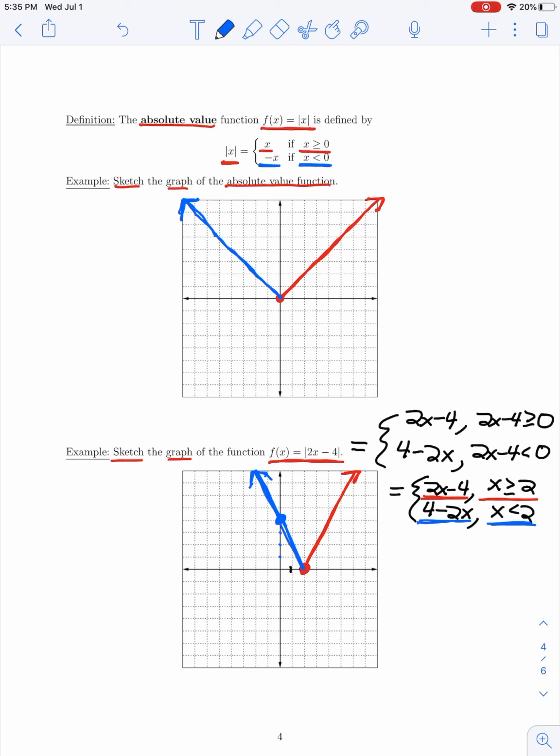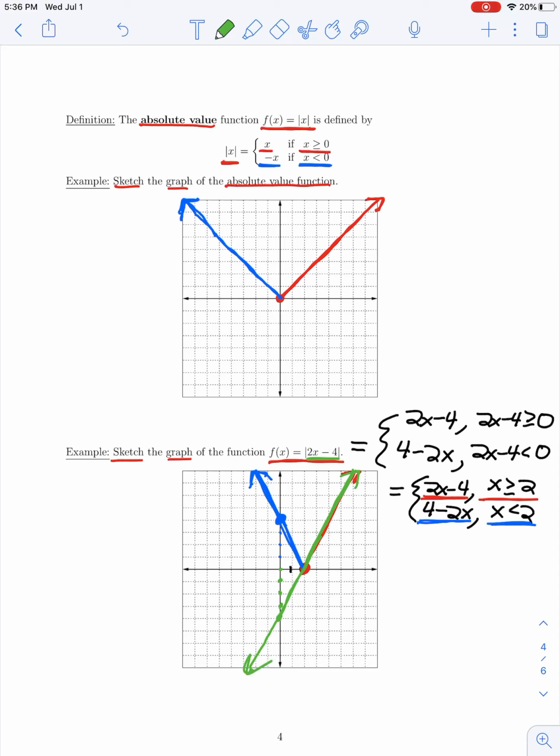Now, another approach which we could use to sketch the graph of the absolute value of a function would be to ignore the absolute value at first. If we were to just consider the graph of 2x minus 4, that would be a line of slope 2 and y-intercept negative 4. So if we were to move downward 4 units and take the line of slope 2 with that intercept, we would have the following line.